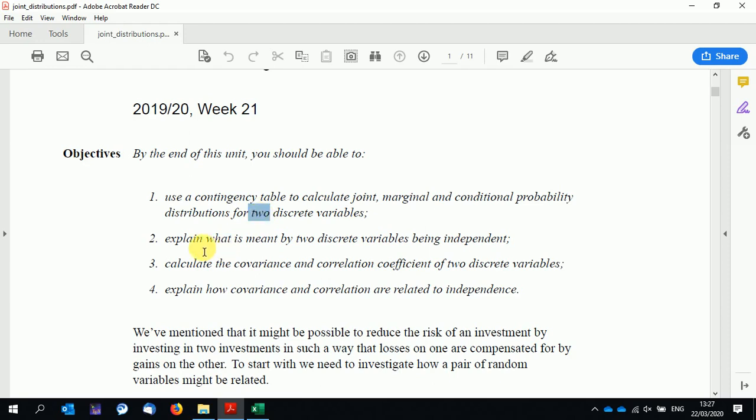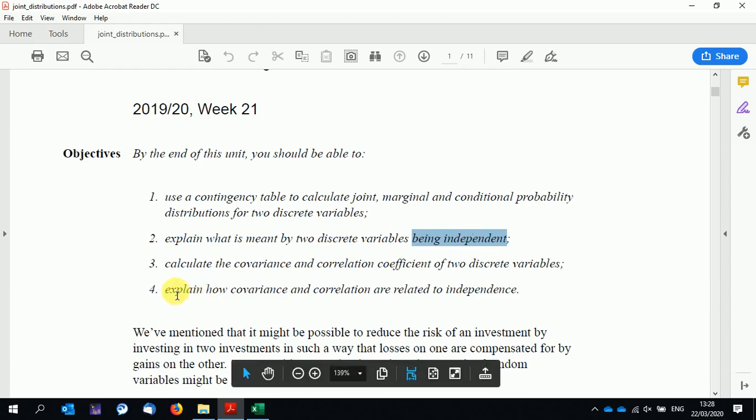And once we do this, we will explain the meaning of two discrete variables being independent and how to test to verify independence and so on. Once this is completed, we will talk about covariance. You know what variance is. When we have one set of data, we can find variance. Covariance would be when we have two sets of data. And then after that, we'll talk about correlation coefficient R, something that you've heard since year one. And then finally, we'll explain how covariance and correlation are related to independence.